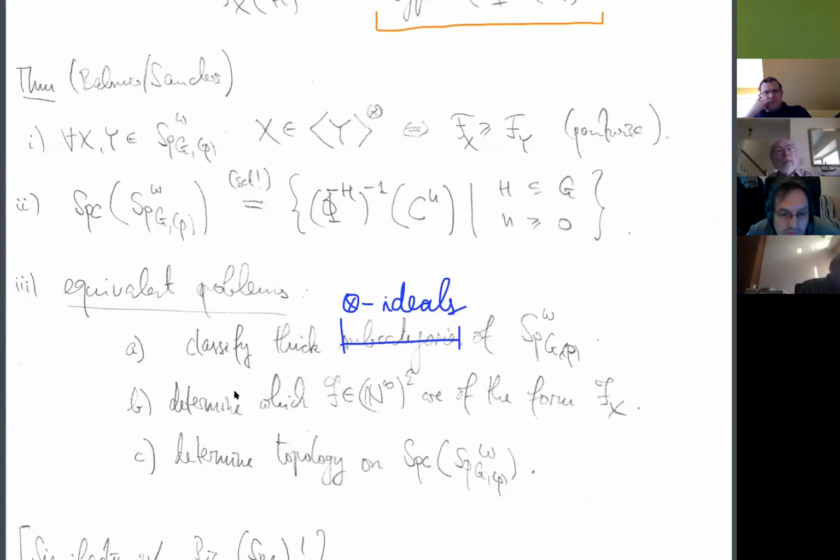If you're used to thinking of TT geometry, then this is determining the topology on the Balmer spectrum, or, very concretely, this is equivalent to classifying the thick tensor ideals of SP^G. There could be a possible misconception here, I just realized, so I've not written it, but let me say it. In the non-equivariant setting, every thick subcategory is a thick tensor ideal. This is just because the category is generated by the unit. This is not true anymore G-equivariantly. So we have nothing really to say on all thick subcategories, but only on the thick tensor ideals.